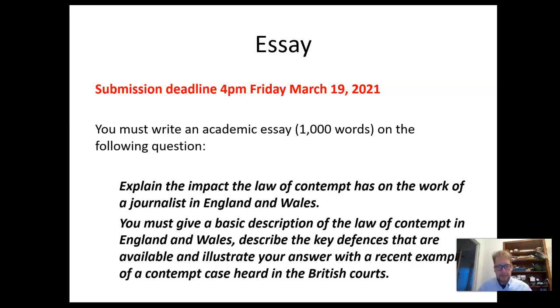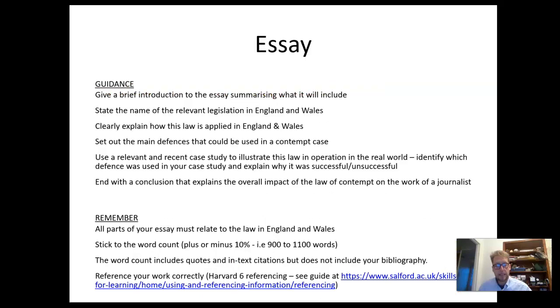So I need you to give a basic description of the law of contempt in England and Wales. So with that, I'll expect you to define it and give the definition that it's publishing material that creates a substantial risk of serious prejudice or impediment to active proceedings, and I'll expect you to say what active proceedings are. You'll then also describe the key defences that are available. So remember, we've been through those key defences, section 3, 4 and 5. Then I want you to illustrate your answer with a recent example of a contempt case heard in the British court. So I expect you to go and find a recent example of that.